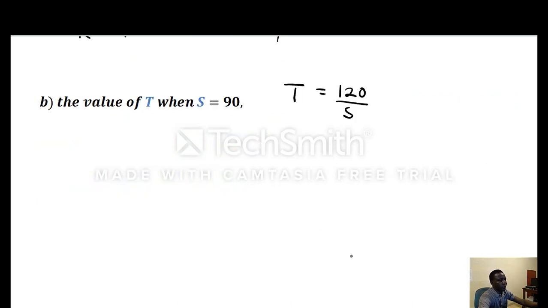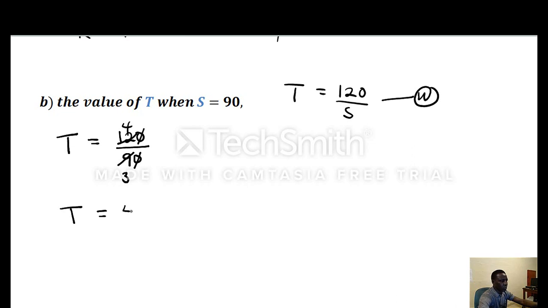B says we should find the value of t when s is equal to 90, and the relationship has already been given to us as t is equal to 120 divided by s. So I'm going to substitute s for 90 in this equation, and that will give me my value of t, so that t will be equal to 120 divided by 90, given that s is equal to 90. If I divide both sides by 10, it's going to give me 12 over 9, of which 3 can still go. 3 into 9 is 3, 3 into 12 is 4, leaving us with t is equal to 4 over 3, or 1 whole number 1 over 3.